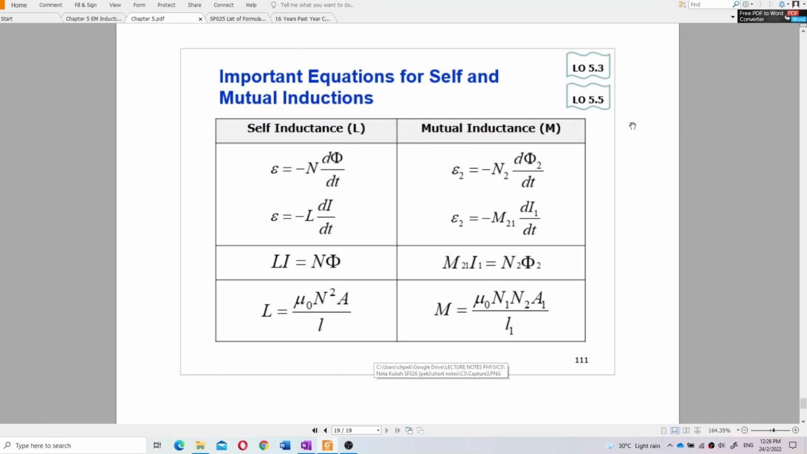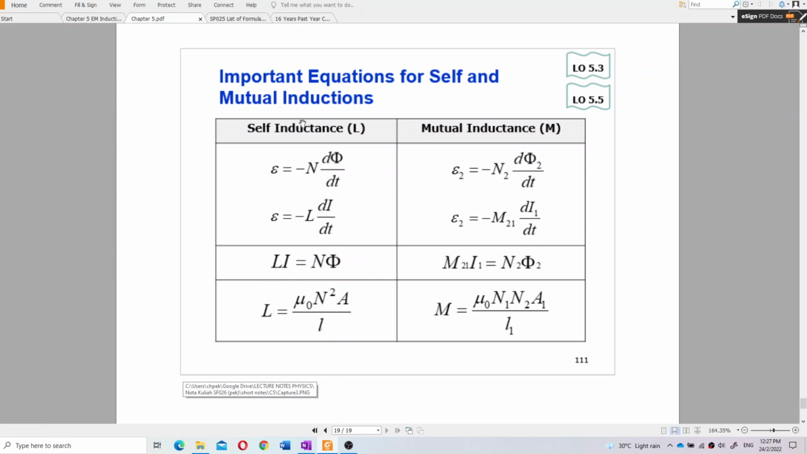Remember, this is a summary. Write this down in your notes. This is the summary for self-induction and mutual induction, and you will find it very useful in problem solving.